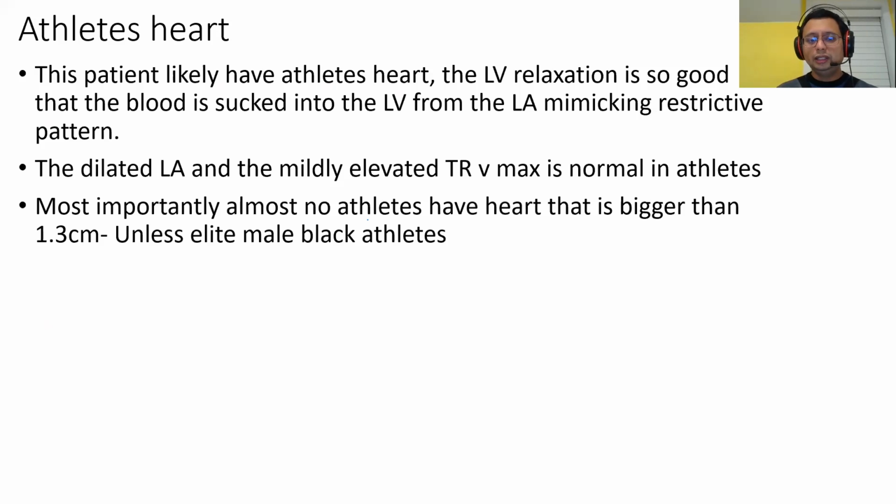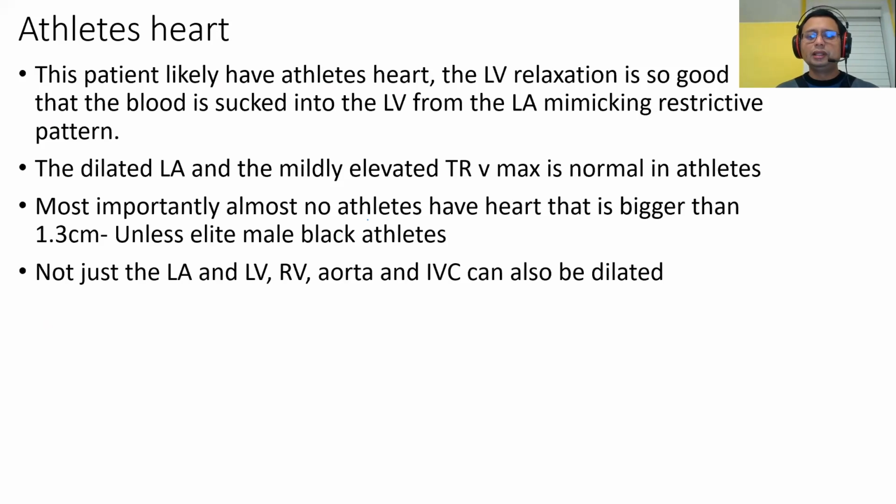And most importantly, almost no athletes have wall thickness bigger than 1.3 centimeter, unless the patient is an elite male black athlete. The problem with athletes is, you have to remember to differentiate from hypertrophic cardiomyopathy. Athletes have chamber dilatation in almost all chambers. So LV is dilated, LA is dilated, RV is dilated, RA is dilated, IVC can also be dilated. In patients with hypertrophic cardiomyopathy, the cavity is small.